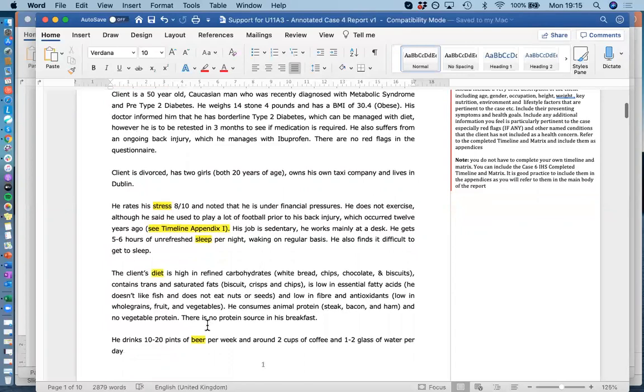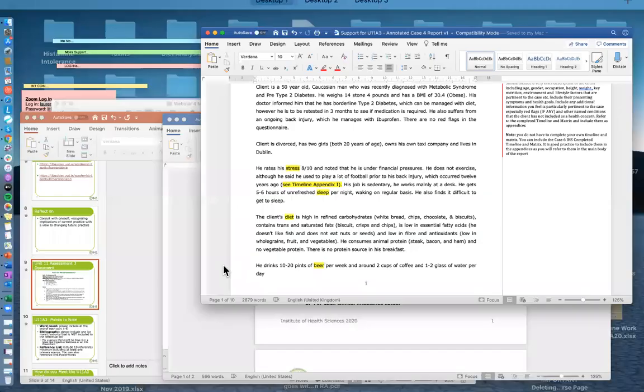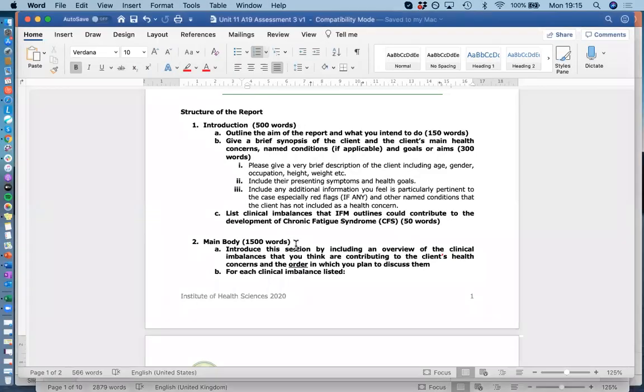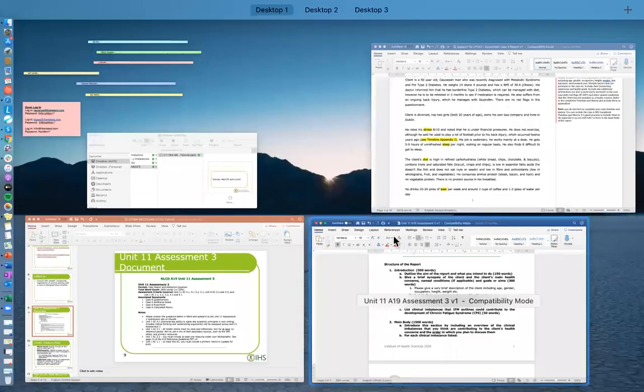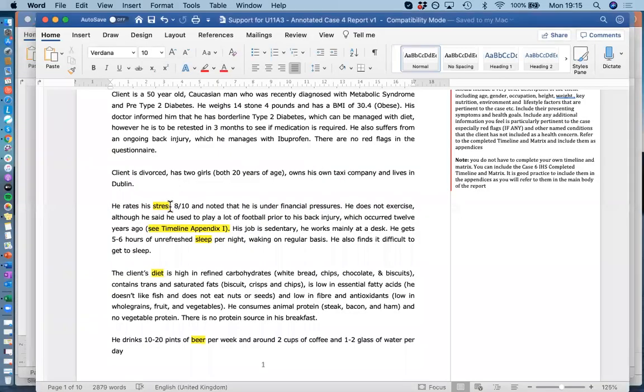Now, what has been included in here and wasn't actually asked in this section is the client's stress, sleep, exercise, and diet. Now, I'd encourage you to do that. You don't have to, but it is good to include, basically you're giving a summary of the client's lifestyle factors. So their stress, their sleep, exercise, and their diet.